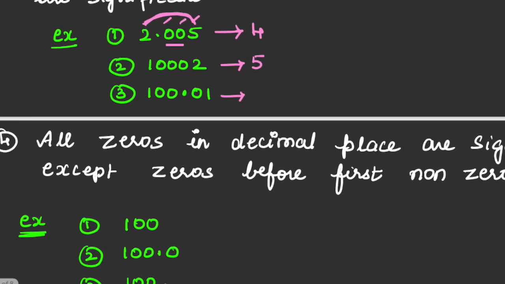Now in this, again you can see non-zero digits are there. The zeros in between them become significant. So 1, 2, 3, 4, 5. So the answer will be 5 significant figures. Is that clear?